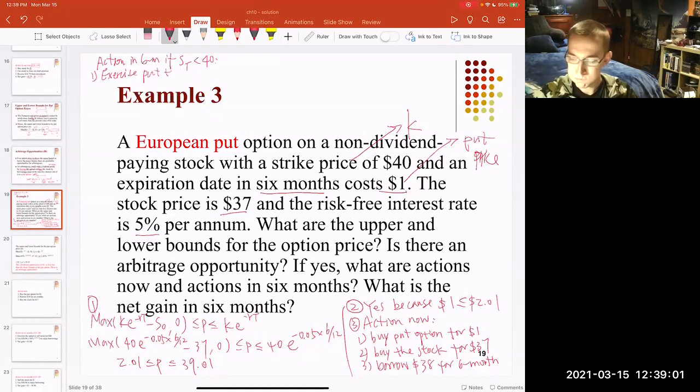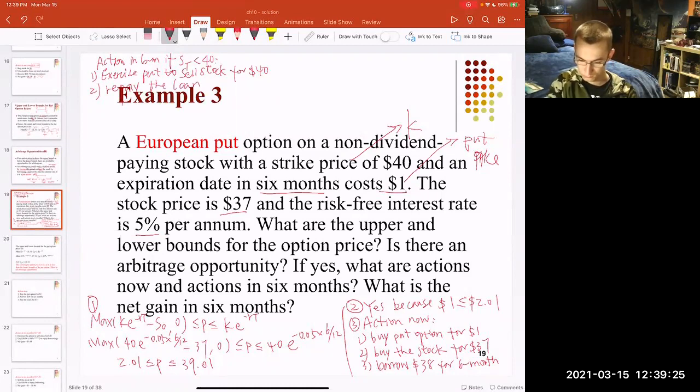the put to sell stock, because you purchased it at the beginning, so you can sell the stock for $40, right? And you need to repay the loan. That's money you're gonna pay.